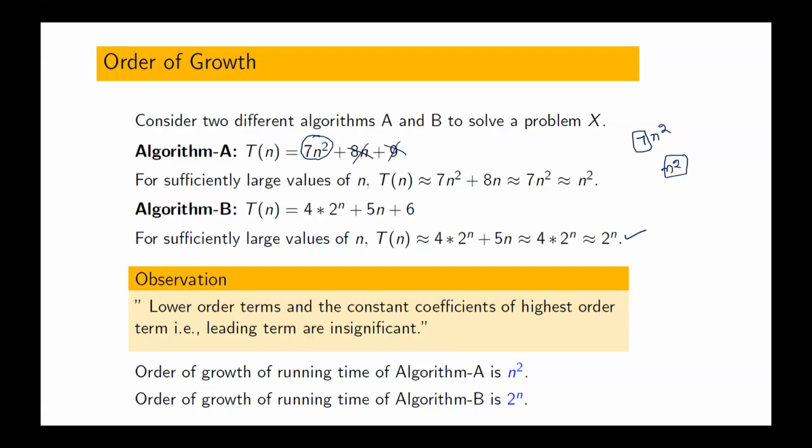Now, in order to solve a problem, if you have two different algorithms, which algorithm is better? Whichever algorithm's order of growth is lower, that algorithm is better. For example, in this case, we have two algorithms. Algorithm A has n square order of growth. Algorithm B has 2 power n order of growth. Hence, algorithm A is very much better or more efficient than algorithm B.